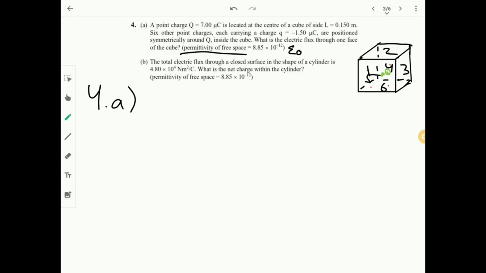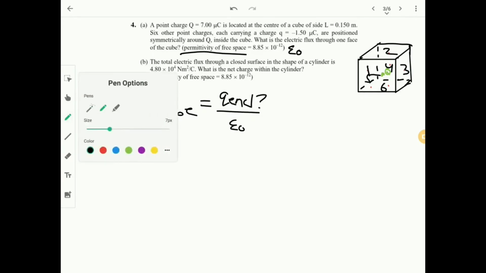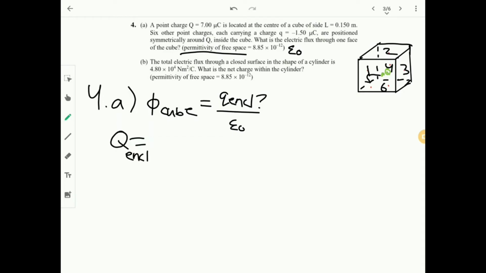Okay, let's solve. Before finding the electric flux through one face of the cube, we should first find the electric flux through the whole cube, right? But to find the electric flux of the cube, shouldn't we find the Q enclosed of the cube? This is our question mark. Epsilon 0 is always a constant. Let's call this Q enclosed, since big Q is already taken. Isn't it 7 plus 6, because 6 charges, times minus 1.5, which gives us minus 2 microcoulombs? That is the Q enclosed.